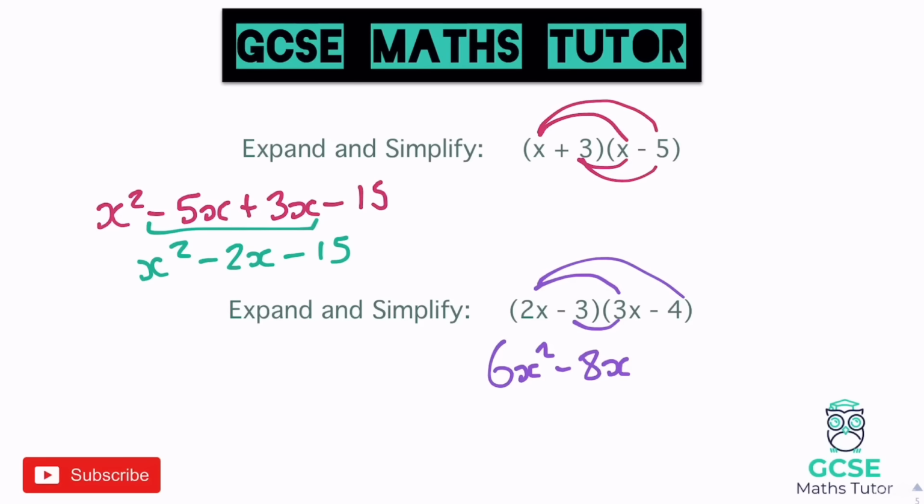Negative 3 times 3x is, well 3 times 3 is 9, so negative 9x. And then negative 3 times negative 4 will give us positive 12. 3 times 4 is 12, and it's a negative times a negative.